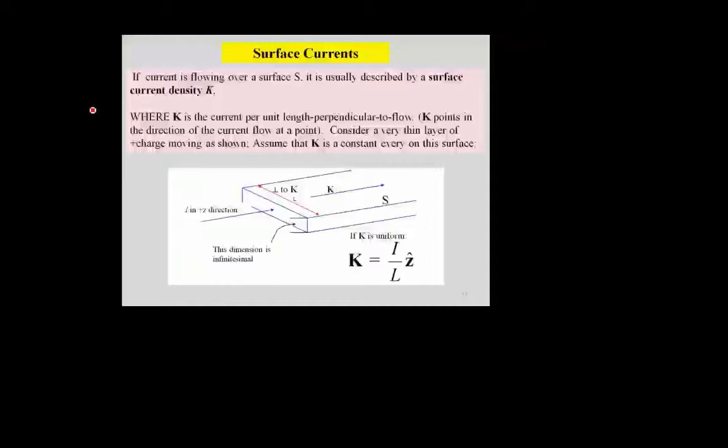Now let's talk about surface currents. If current is flowing over a surface S, it is usually described by a surface current density, letter K. K is the current per unit length, perpendicular to the flow. Now this is a difficult concept. K points in the direction of the current flow at a given point. Okay, so consider a very thin layer of positive charge moving along the direction of K. We're going to have to assume that this is a very small, infinitesimally thin layer.